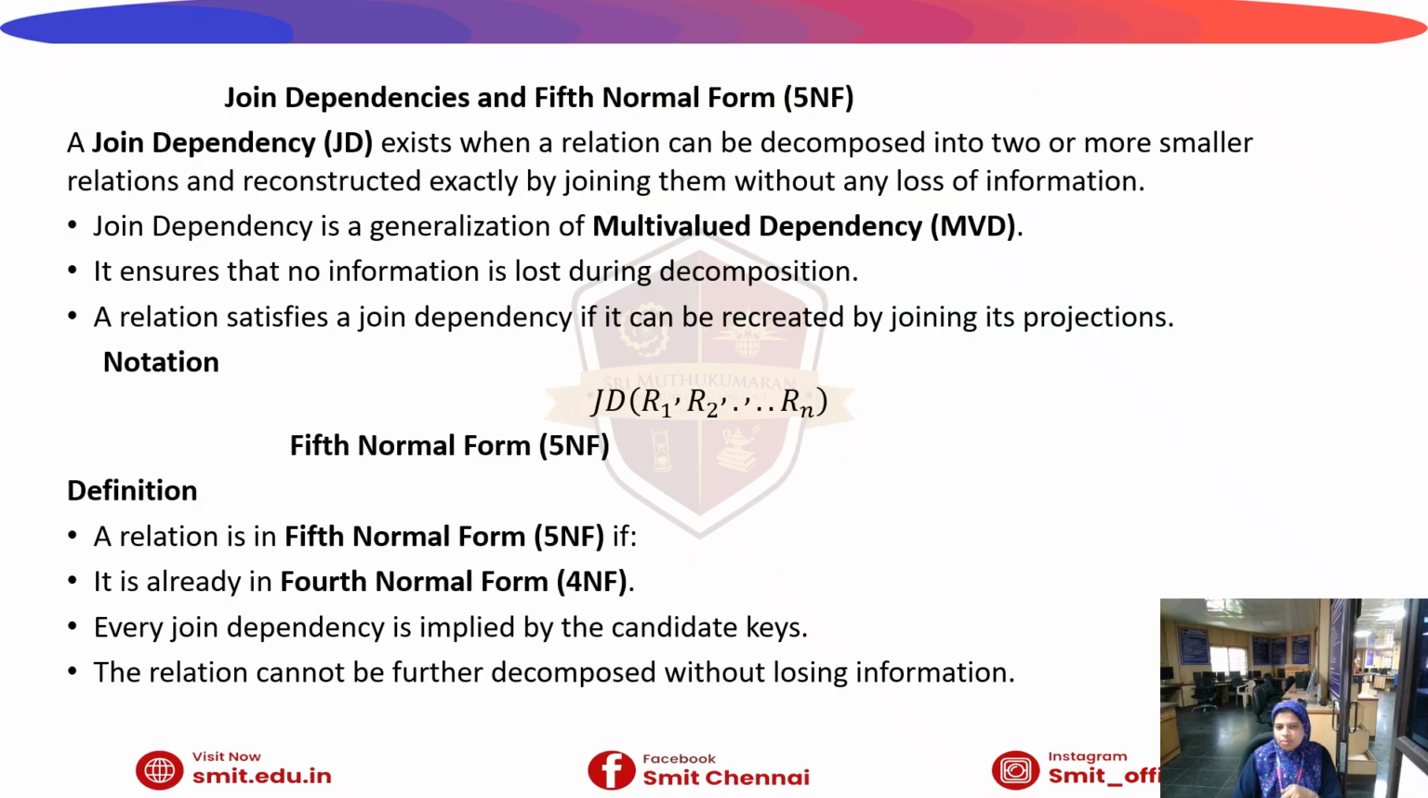Next is join dependencies in the fifth normal form. A join dependency exists when a relation can be decomposed into two or more smaller relations and reconstructed exactly by joining them without loss of information. The join dependency is a generalization of the multi-valued dependency. A relation in fifth normal form should already be in fourth normal form, and the join dependency implies the candidate keys, so the relation cannot be further decomposed without losing information.